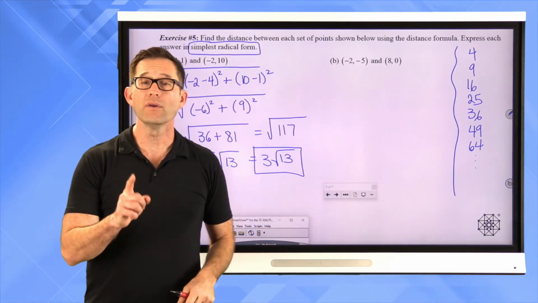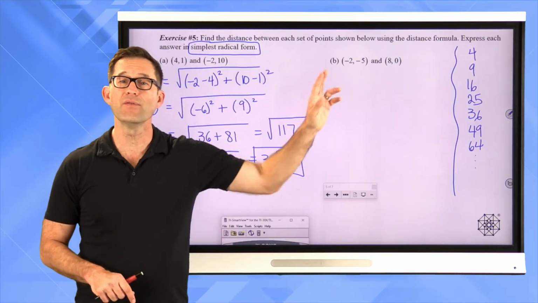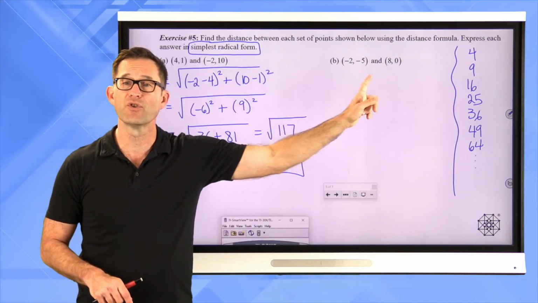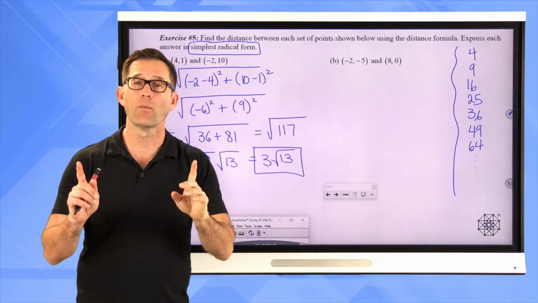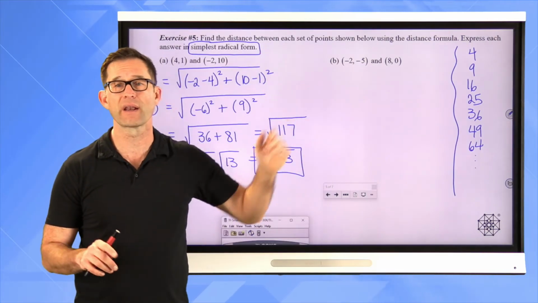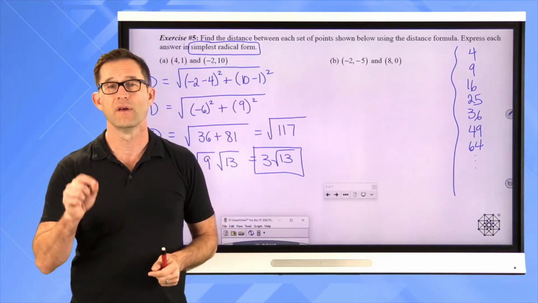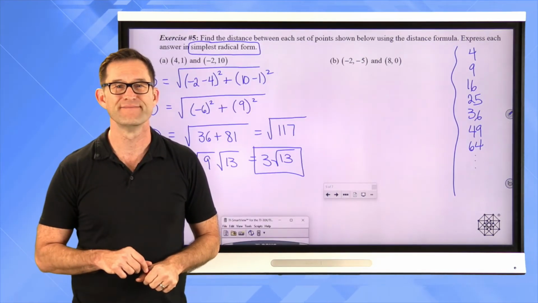All right. Why don't you go ahead and pause the video now and see if you can find the distance between negative 2, negative 5 and 8, 0 in simplest radical form. Again, watch out for your subtraction. You're going to be subtracting some negatives here, and that can always throw some confusion into the mix.